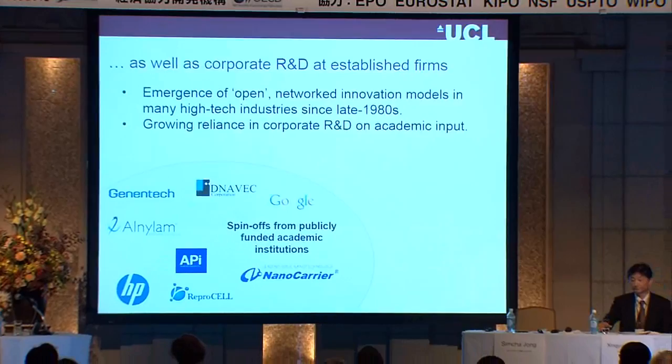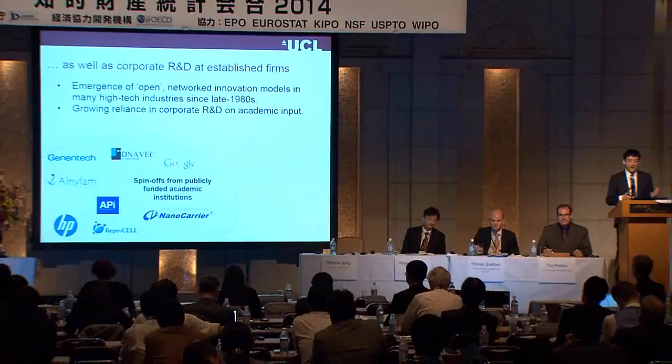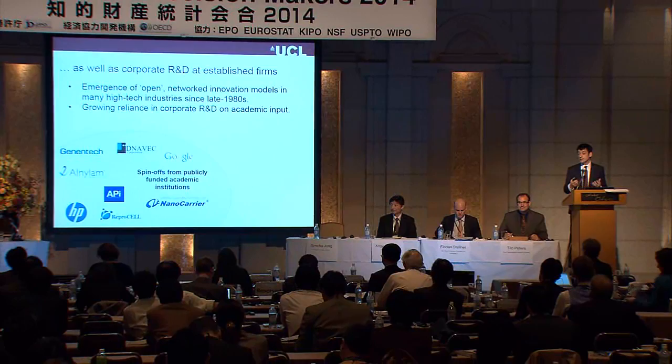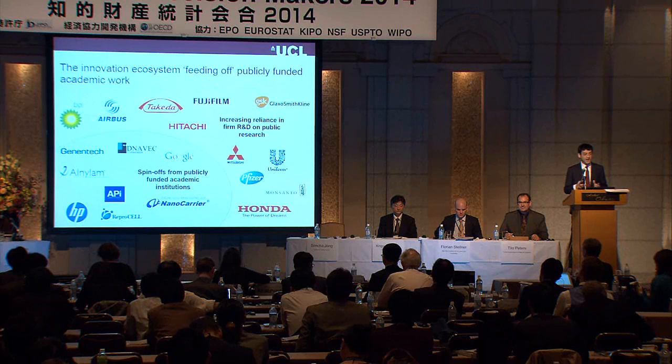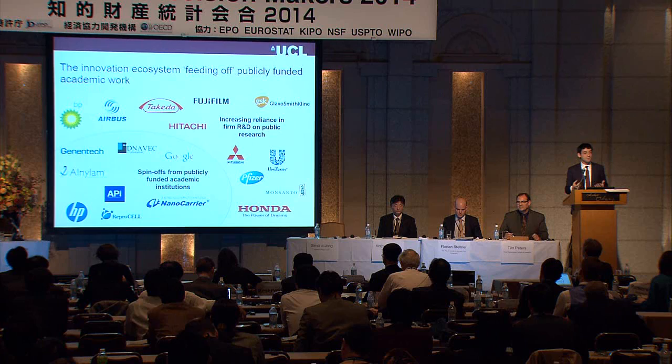larger, more established firms rely on collaborations and open innovation models to organize their innovation, and increasingly also rely on collaborations with academic laboratories. As a result, the innovation ecosystem that is shaped by science funding encompasses both small entrepreneurial startup firms and more established firms.